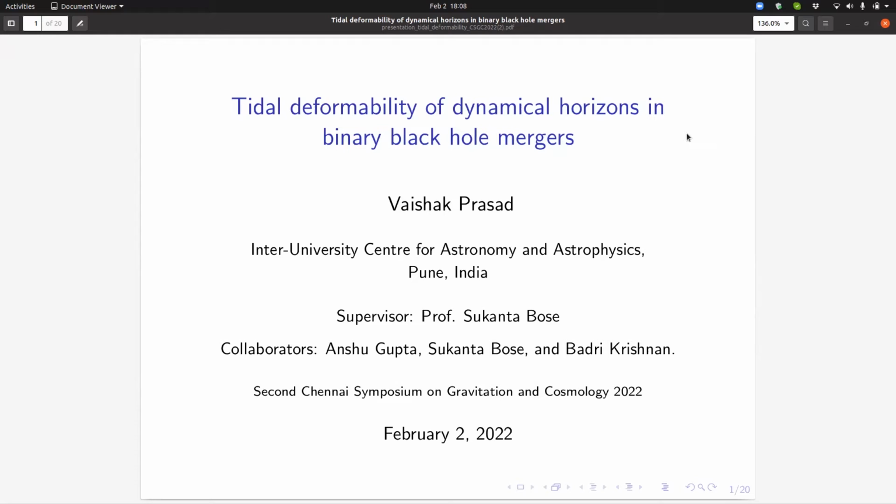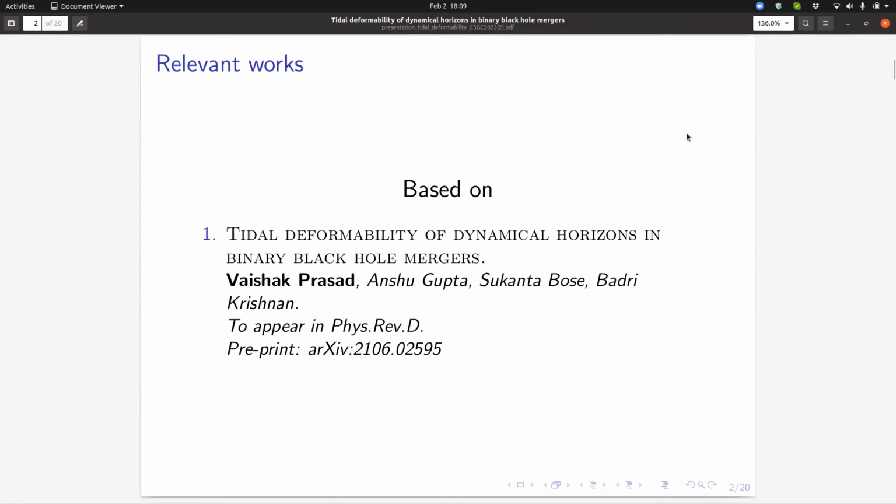First of all, I would like to thank the organizers for giving me this opportunity to speak. I'm Vaishak Prasad, a PhD student working under Professor Sukanta Bose at IUCAA, Pune. Today, I'm going to talk about the tidal deformability of dynamical horizons in binary black hole mergers, a work which I recently completed in collaboration with Anshu Gupta, Sukanta Bose, and Badri Krishnan. This work is based on the following article, which is going to appear in Physical Review D soon.